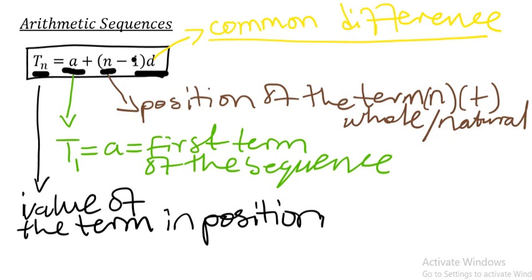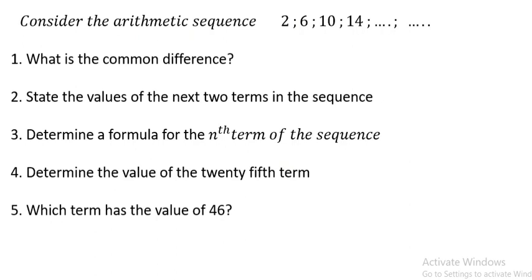This one is just 1, like a number, but it's n minus 1 there. Let's look at the example that we are having. The first example says consider the arithmetic sequence 2, 6, 10, 14. First question: what is the constant difference? We need to find out the constant difference. Let me write the sequence again: 2, 6, 10, 14.